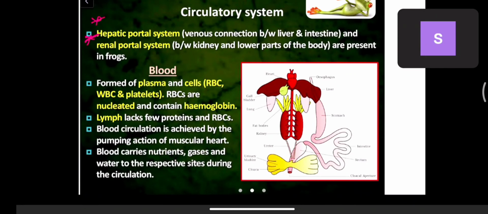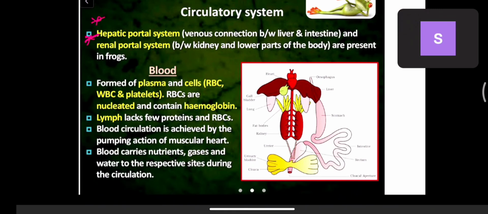If there is a venous connection between liver and intestine, because the juices which are released by the liver must be released into the intestine, because in intestine only 100% digestion happens, no? So if there is a connection between liver and intestine, that kind of system we can call a hepatic portal system. So hepatic portal system you can find in frogs. Understood, no? Similarly, renal portal system.